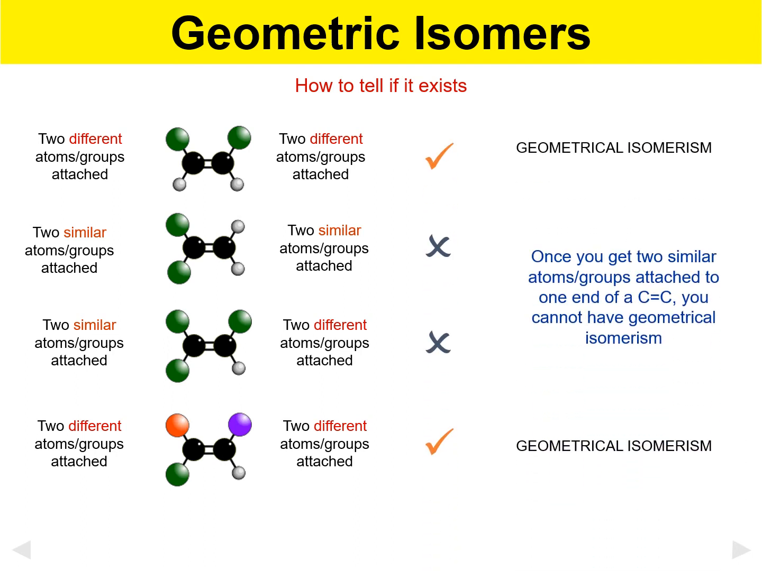The second condition is that on each carbon you must have two different atoms or groups attached. If you have a look at this slide, you can see that in the first example, each carbon has two different groups attached, but in the second and third molecules, the first carbon has the same groups attached, so they do not exhibit geometric isomers. The final example is where you have different atoms and groups attached on each side, and it also exhibits geometric isomers.